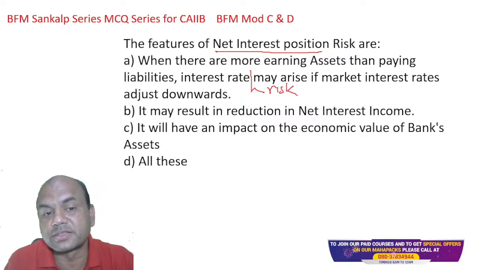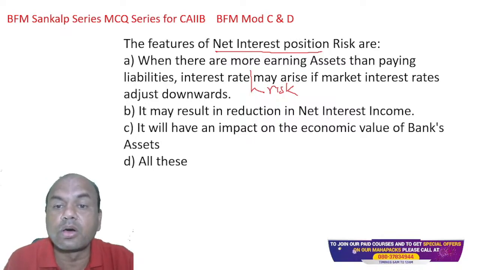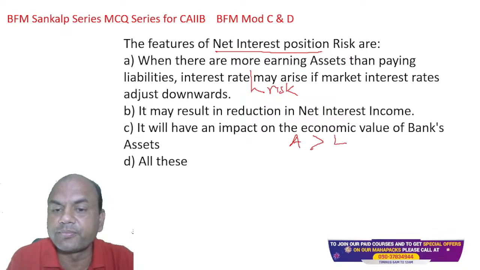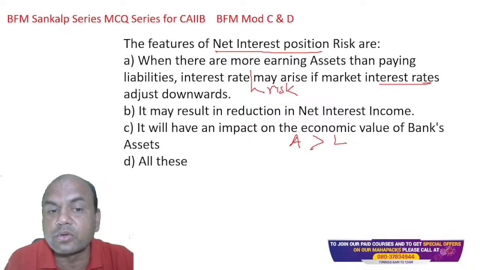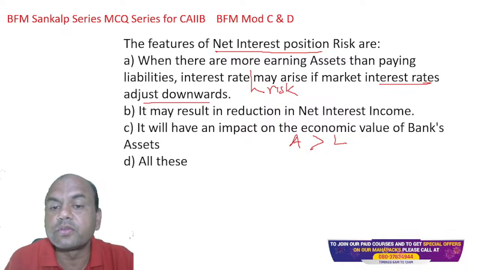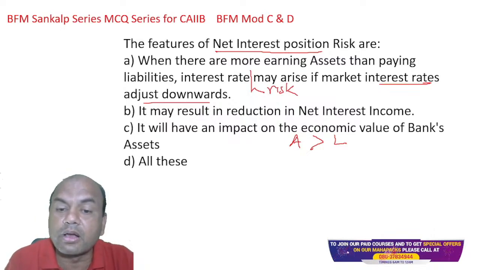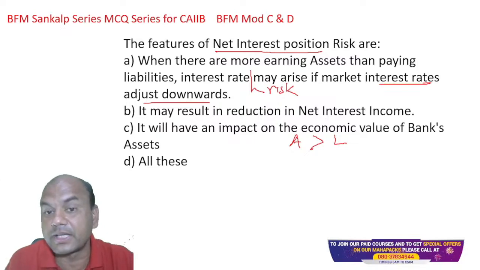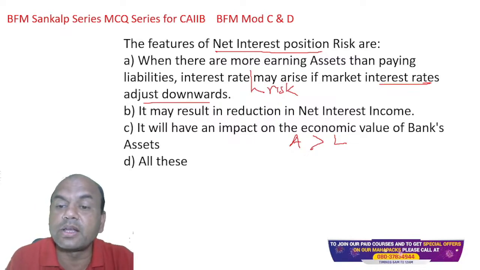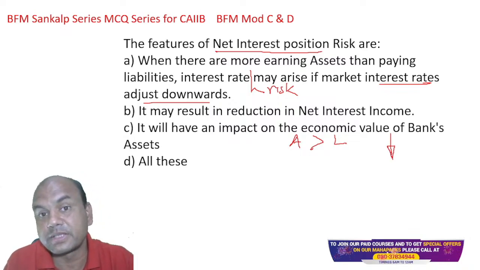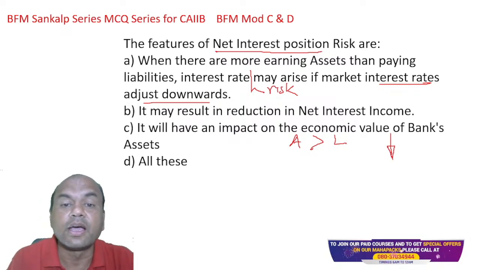When assets are more than liabilities, the interest rate risk may arise if the market interest rate moves down. If there are more assets than liabilities, I'm having more earning, my income is more. So if the interest rate goes down, my earning will reduce, my surplus earning will reduce. That's why I may be faced with interest rate risk. So answer A is correct.